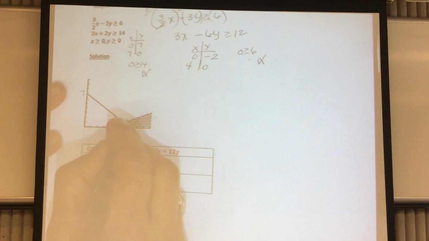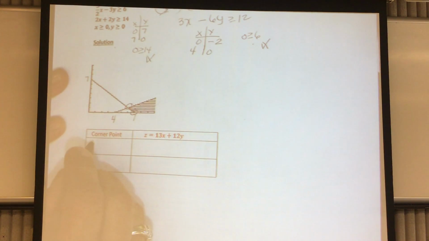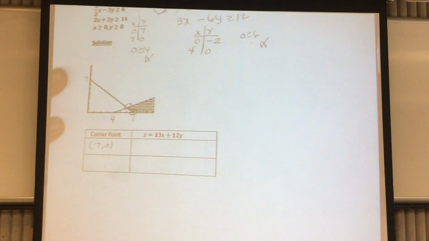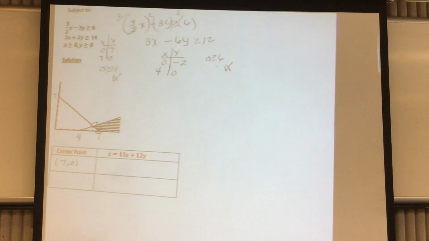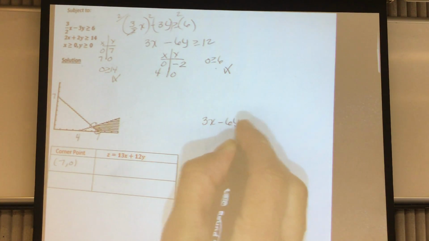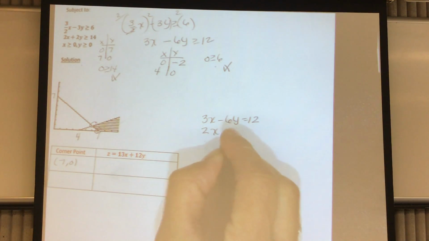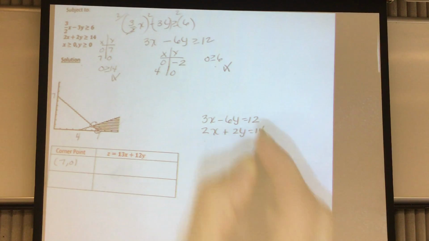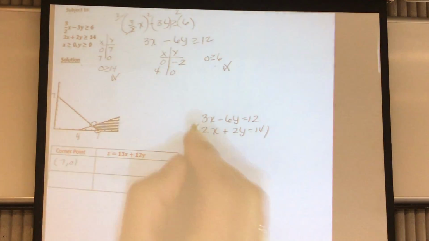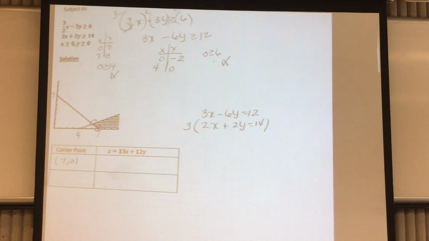So here we have our corner points. It's just 2 corner points. So the first one here is 7, 0. And then the other point of intersection we can solve by the elimination method. So we have 3x minus 6y is equal to 12. And 2x plus 2y is equal to 14. So I'm going to multiply my second equation by 3 so I can cancel my y variable.